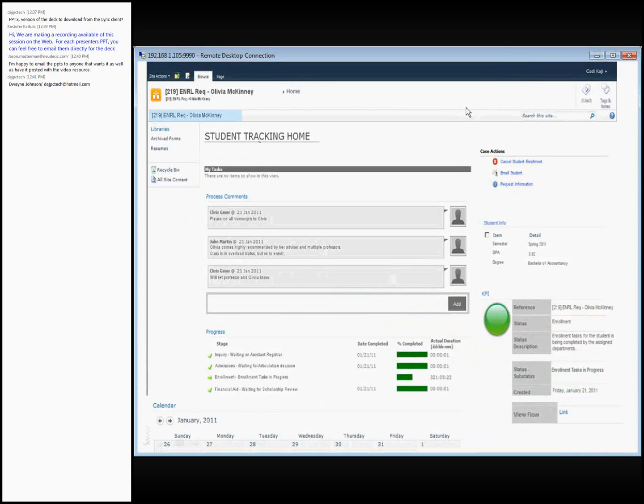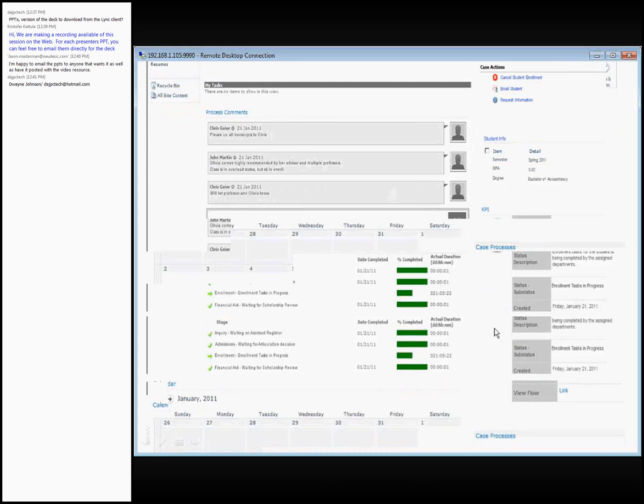The ability to action different steps or different tasks depending on what step we're on in the process. Do we want to cancel the enrollment altogether? We can see student information all displayed in one place. We have what semester we're in, the GPA, what degree we're applying for, and then the progress. We can see the different progress the student has come through as they've attended the university. A nice KPI, a visual indicator indicating where we are in that process.